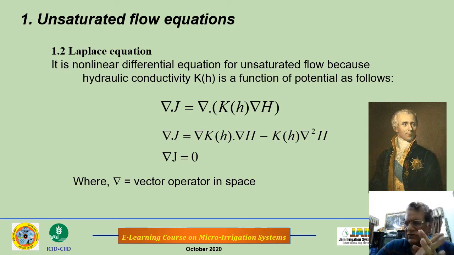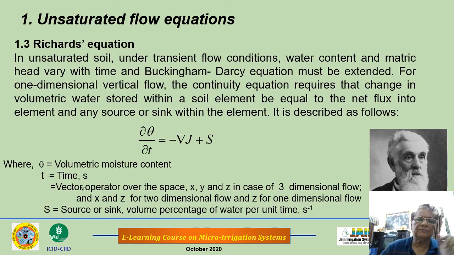Now del is a vector operator. That's why you are seeing the dot products there. And remember dot products and cross products in vectors? So it is a dot product. Now, del is the vector operator in space. Any space is defined in three dimensions, x, y, z. So del is an operator in the x, y, and z directions.